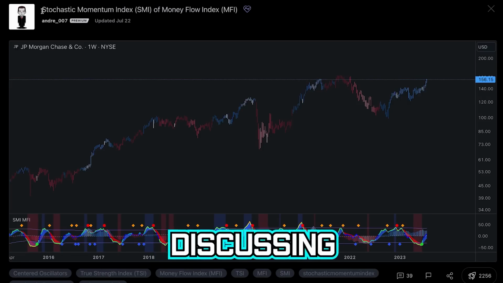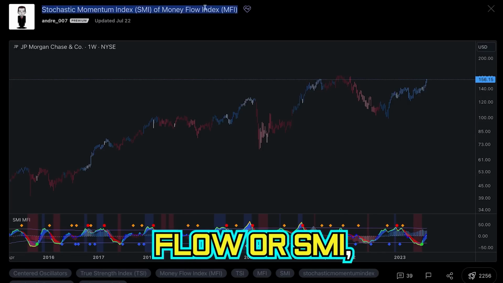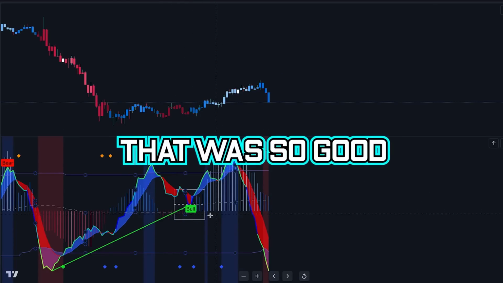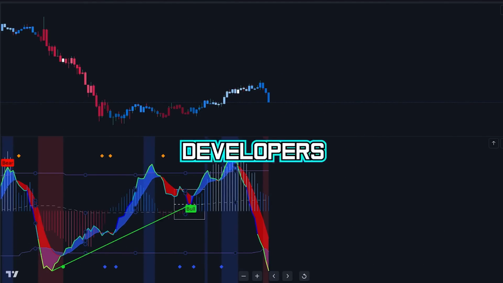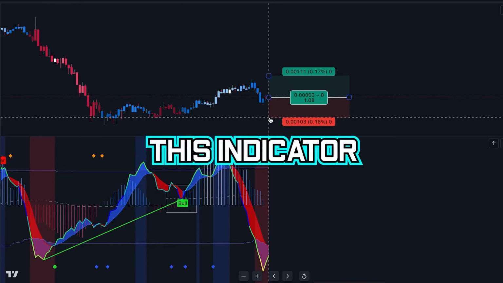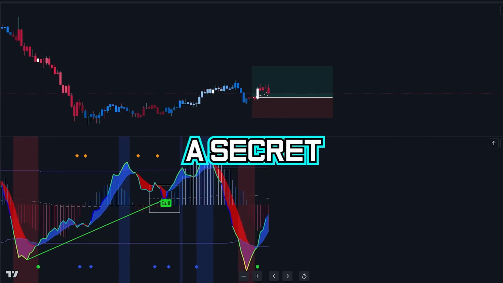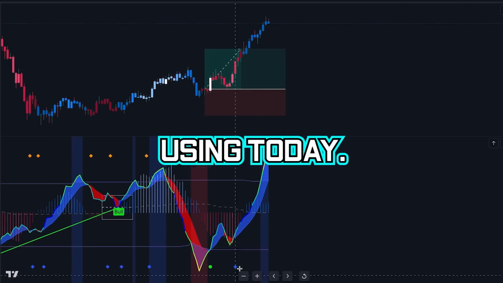The indicator we are discussing is called Stochastic Momentum Index of Money Flow, or SMI. An indicator that was so good it was chosen as an editor's pick by the developers at TradingView, and in today's video, we will show you how to get this indicator for free, how to configure the indicator, and we will also share with you a secret strategy that you can start using today.